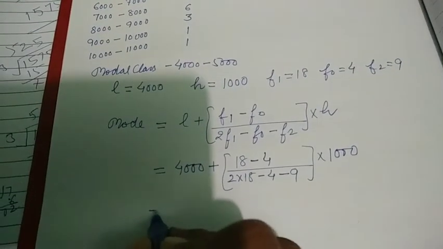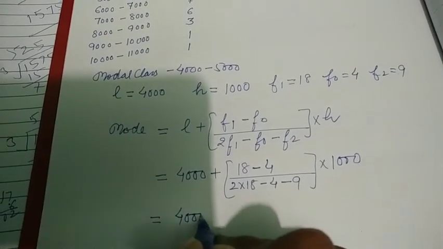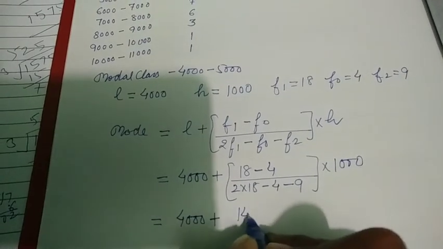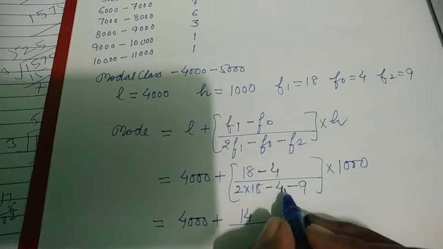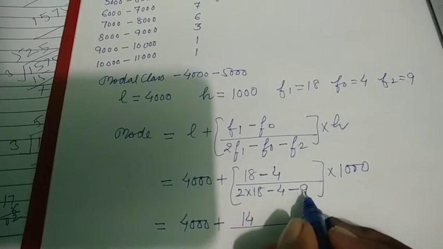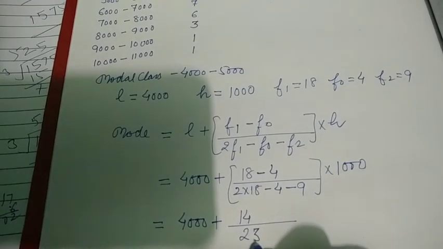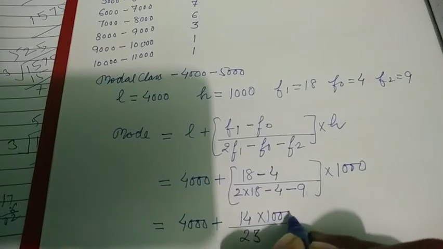Okay, and when I further solve this, I'll get 4000 plus 18 minus 4, 14, upon 18 2s are 36, 36 minus 4, 32, 32 minus 9, it will be 23, and multiply by 1000.